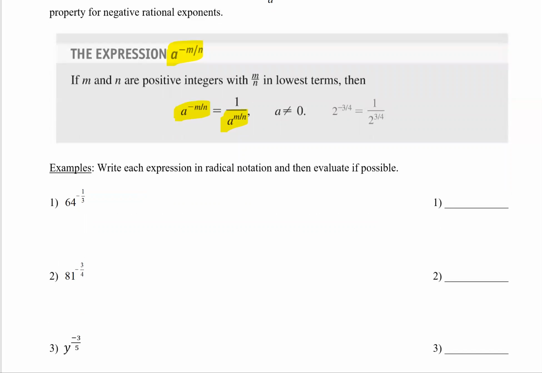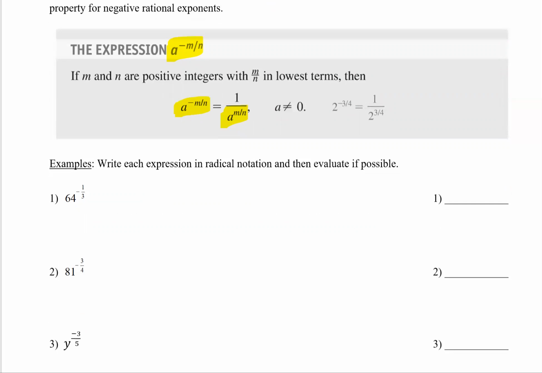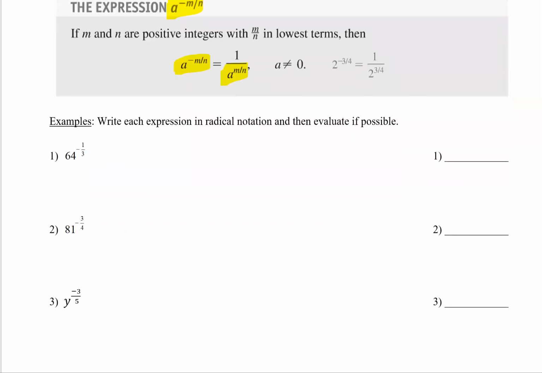So our examples, we want to write each expression in radical notation and then evaluate if possible. 64 to the negative 1/3 is the same thing as 1 over 64 to the 1/3, which is the same thing as 1 over the cube root of 64, and the cube root of 64 is 4. So this simplifies into 1/4.